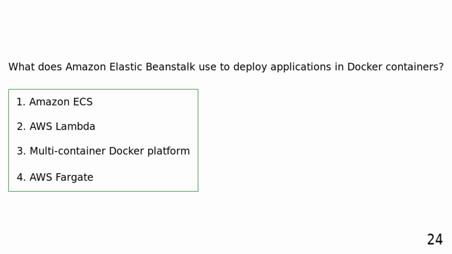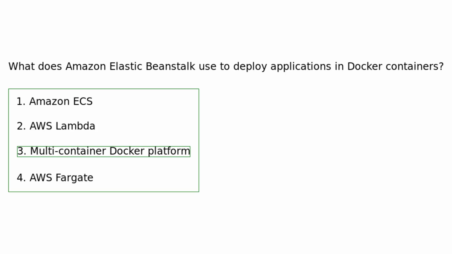What does Amazon Elastic Beanstalk use to deploy applications in Docker containers? Amazon ECS, AWS Lambda, Multi-Container Docker Platform, AWS Fargate. Elastic Beanstalk uses the multi-container Docker platform to deploy applications in Docker containers.